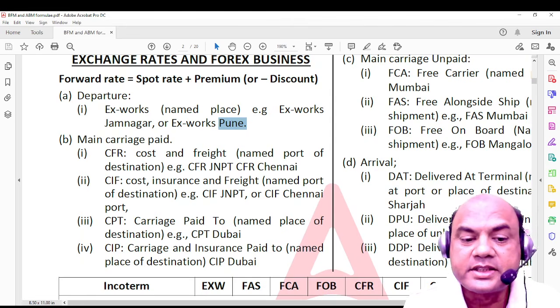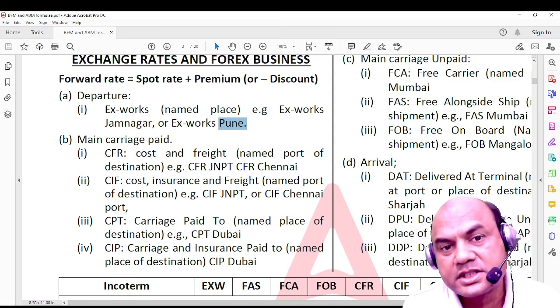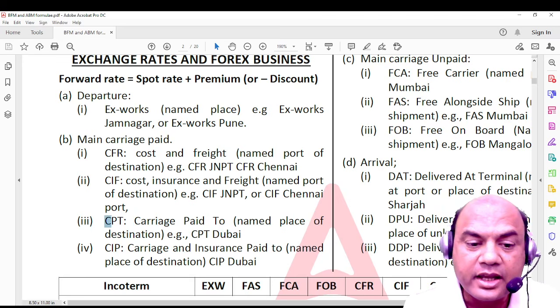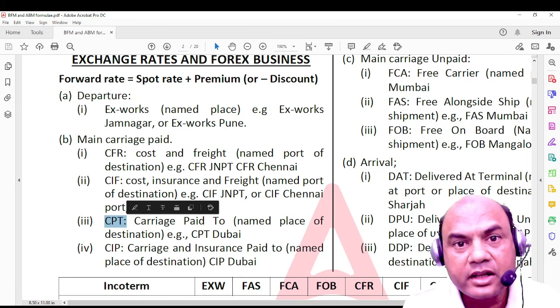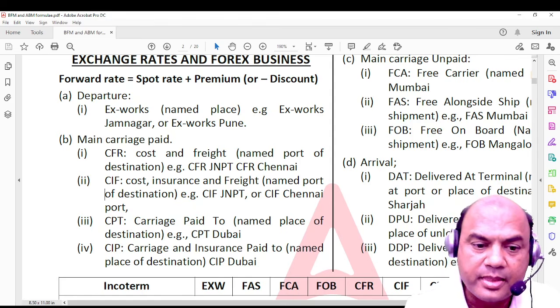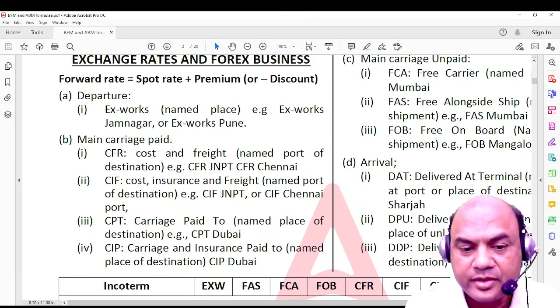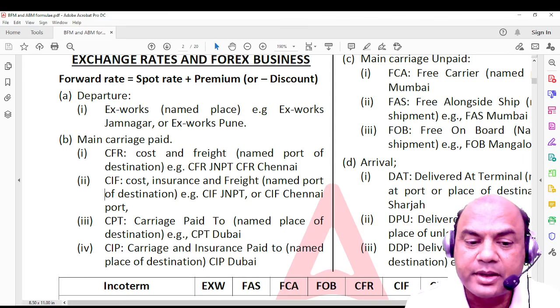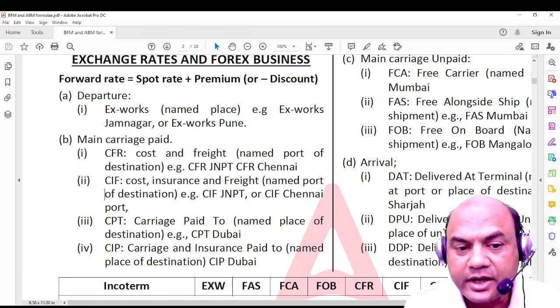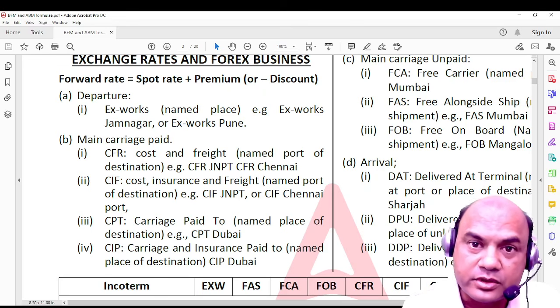CIF. Then CPT. Now this CPT is not used in ships. It is used mainly in airway bill, that means air, railway, or your truck, anything other than ship. CPT is carriage paid to. This is similar to CFR. Carriage paid to means a named place of destination, CPT Dubai. So this third is generally the same as the first one. CFR is used in ships. CPT is used in other modes of transport.